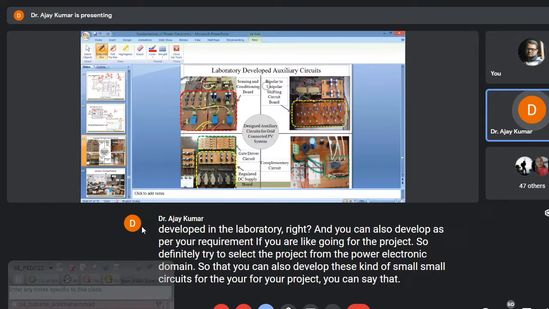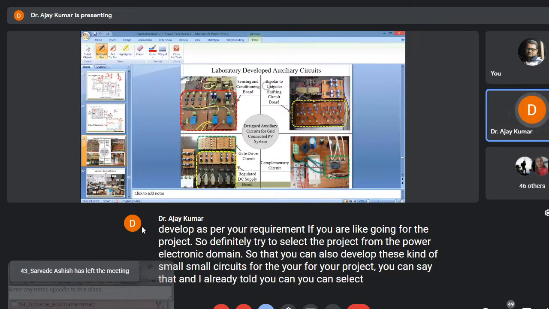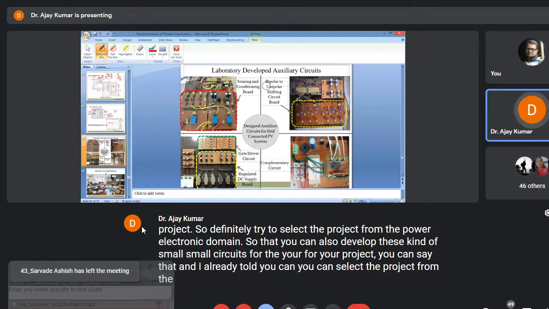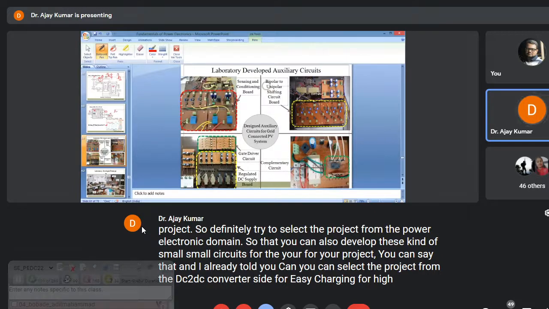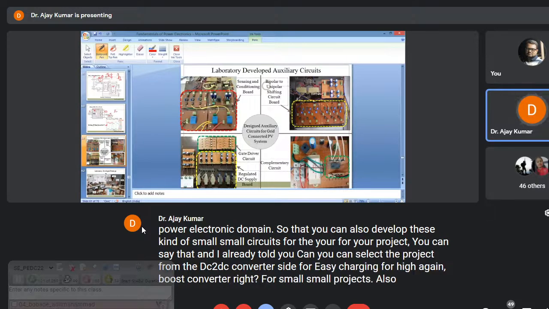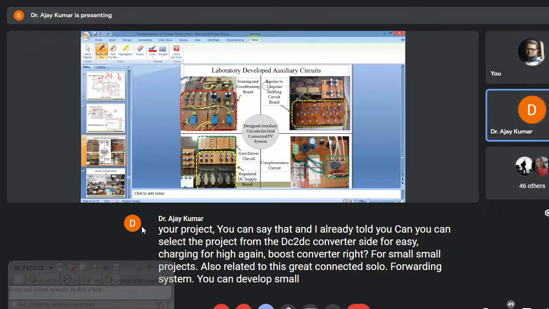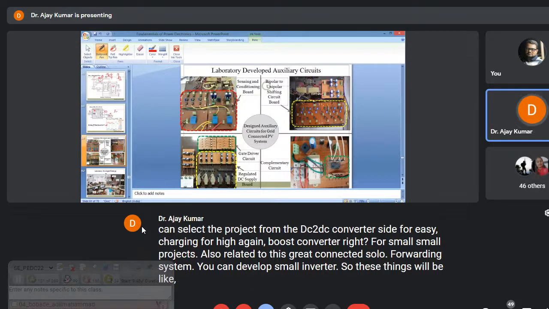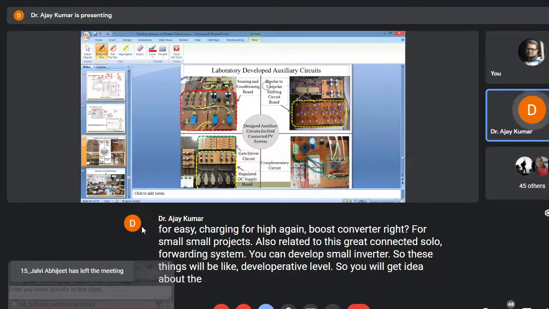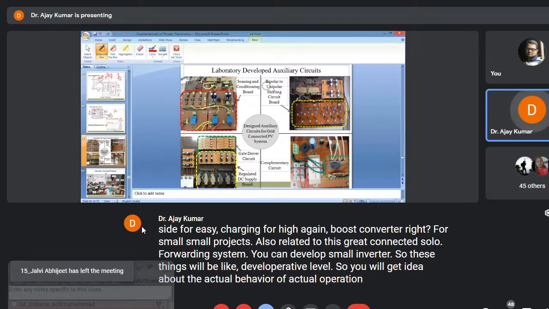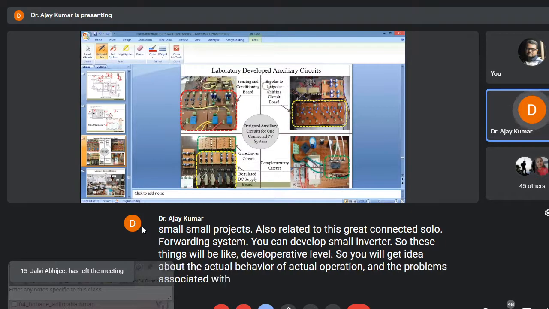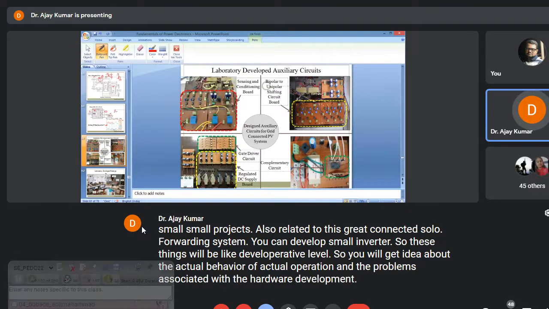And I have already told you, you can select a project from the DC to DC converter side for EV charging, or for a high gain boost converter, right? For small projects related to the grid connected solar photovoltaic system, you can develop a small inverter. So these things will be developed at the laboratory level. So you will get an idea about the actual behavior, the actual operation and the problems associated with hardware development, which will be helpful whenever you go into the industry.